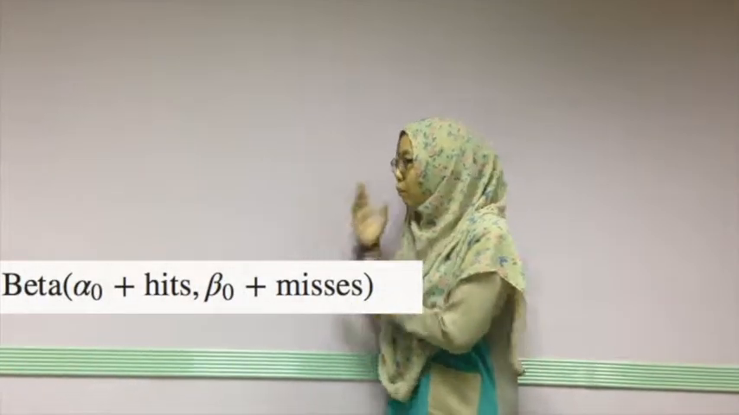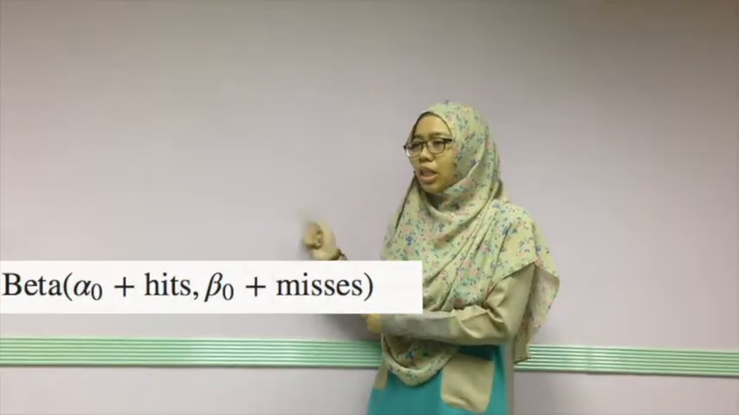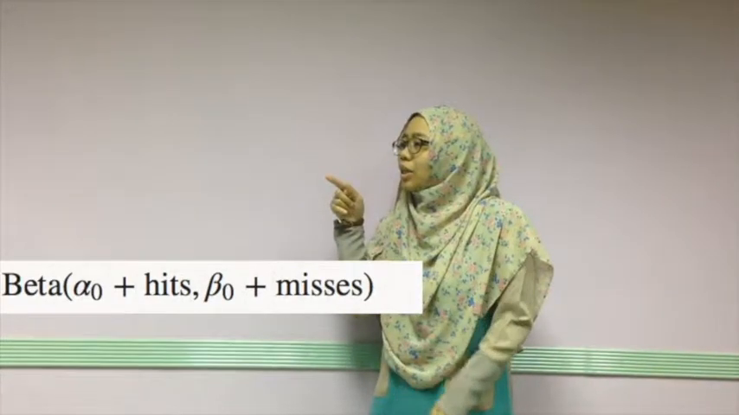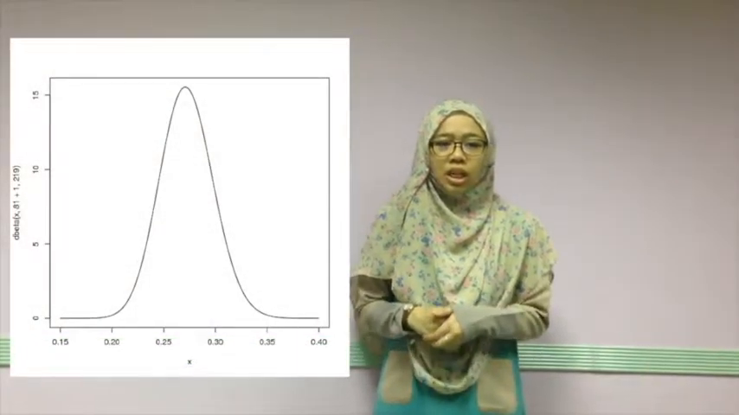Hits and misses can change each time the player goes up to bat. So the formula is Beta(alpha plus hit, beta plus miss). The range can be seen in the curve. For example, in the following season, the player gets into the game for 300 at-bats, whereas out of the 300 he gets only 100 hits.